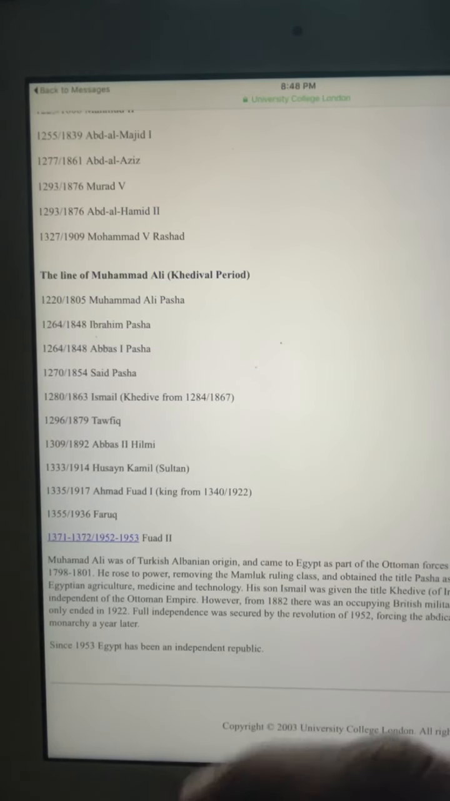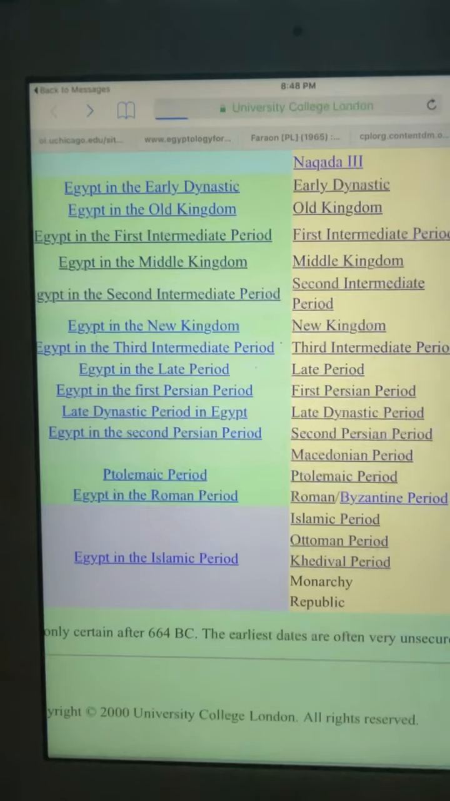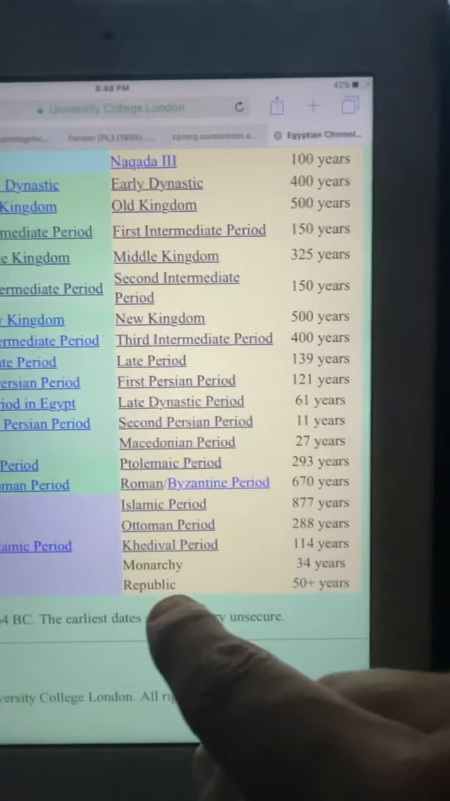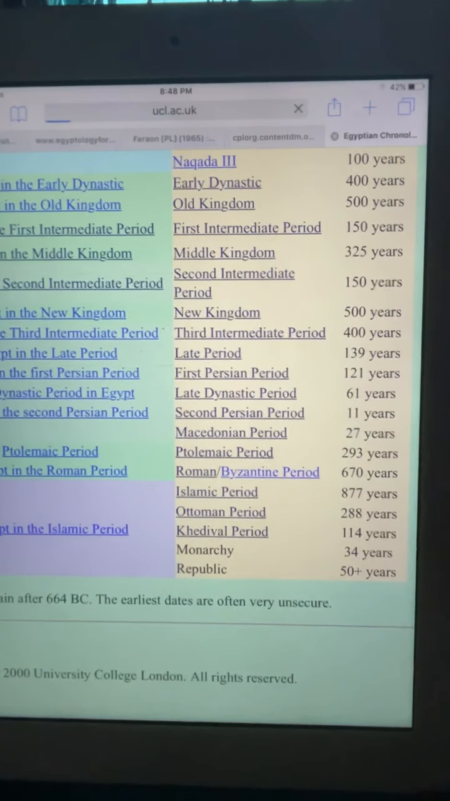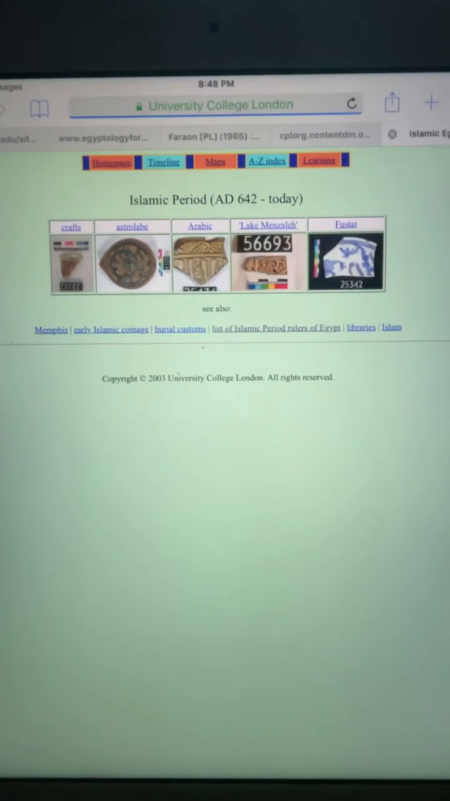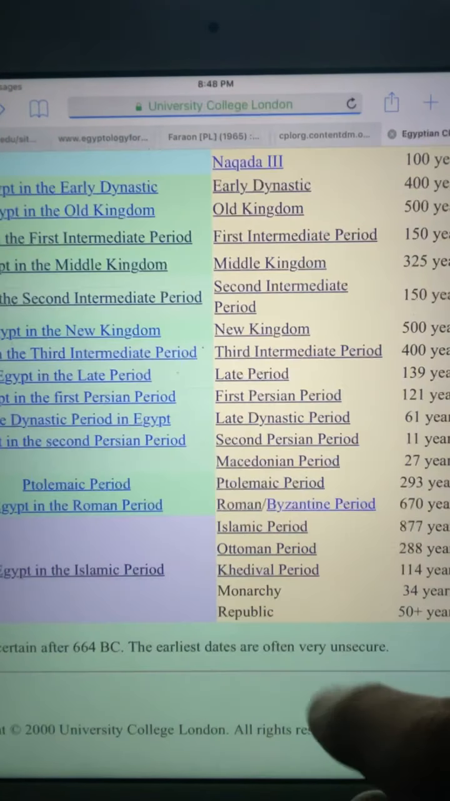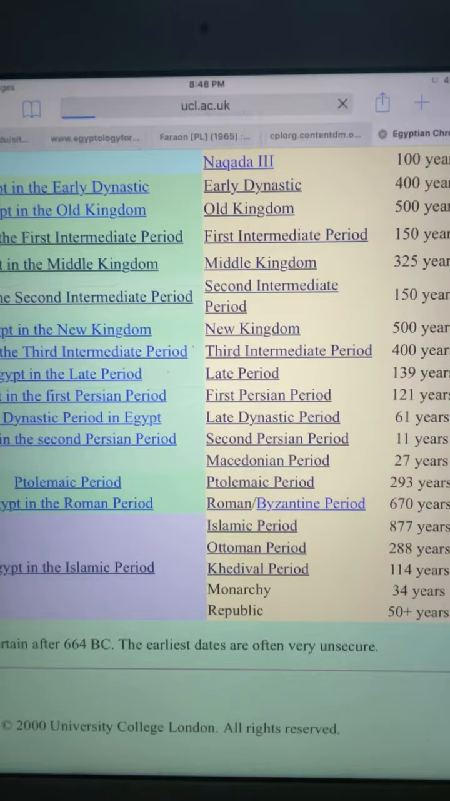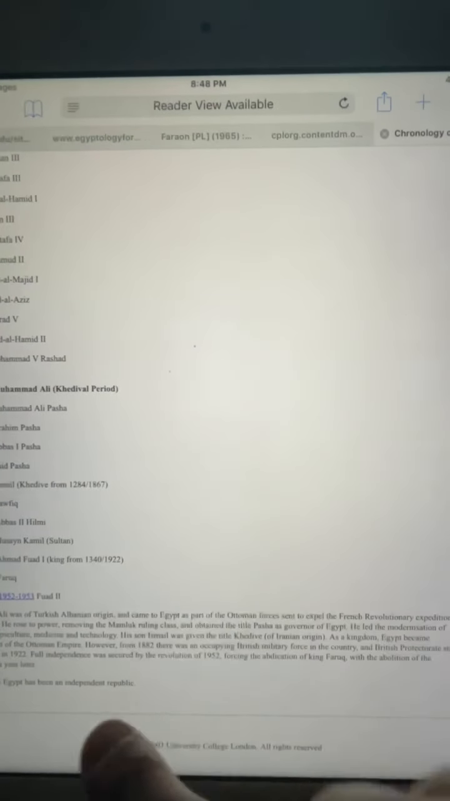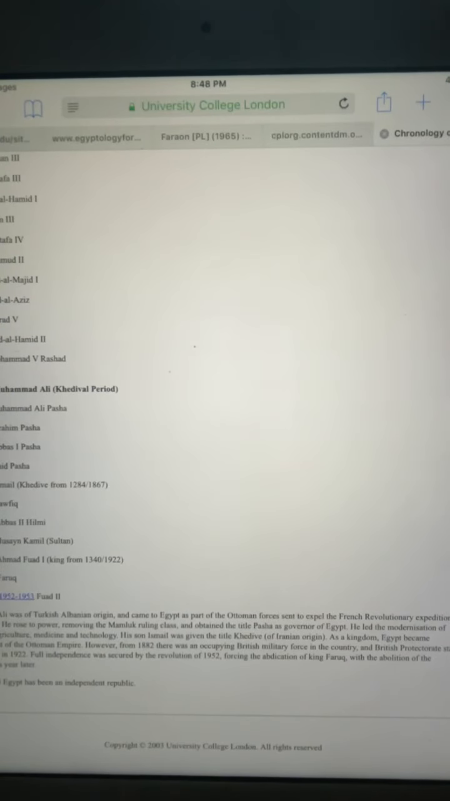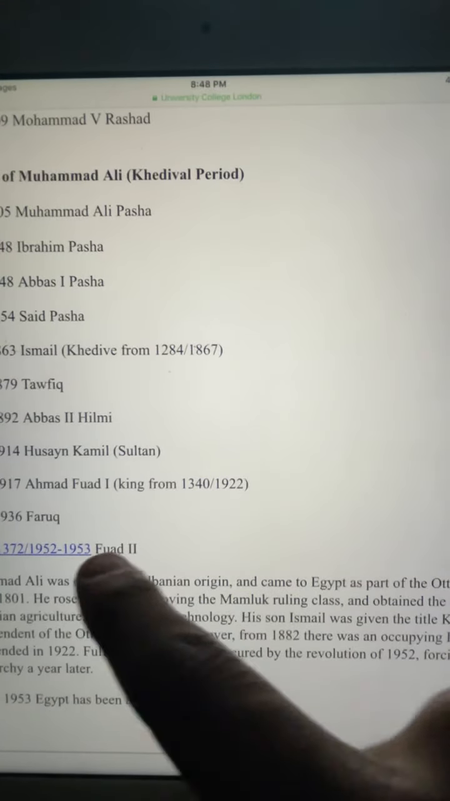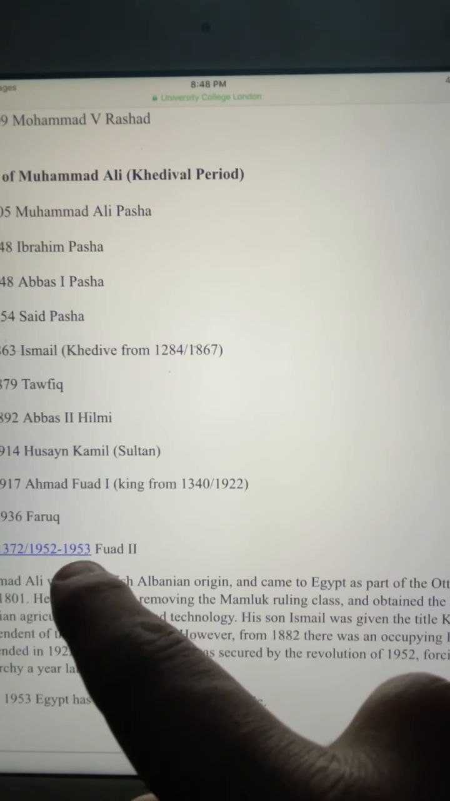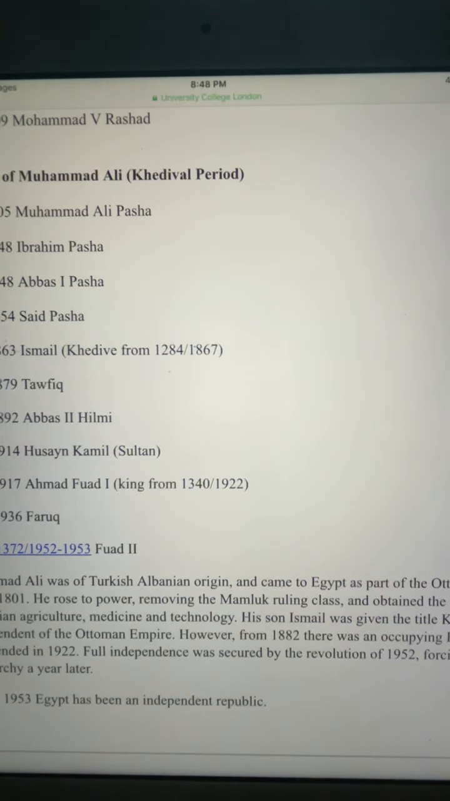The monarchy died. Egypt no longer had a monarchy, and then you get the Republic of Egypt. So as of 1953, let's see if I can get it here, the Egyptian Islamic period. I want to see if I can get to the Khedival again. Right, so here it is. It says it right here. So Egypt eventually, Fuad II being the last monarch of Egypt from 1952 to 1953. Once he died, Egypt became a republic. But it didn't have independence just yet.